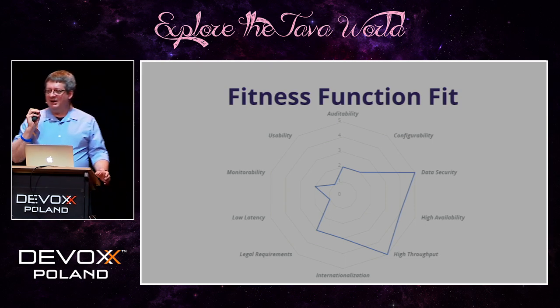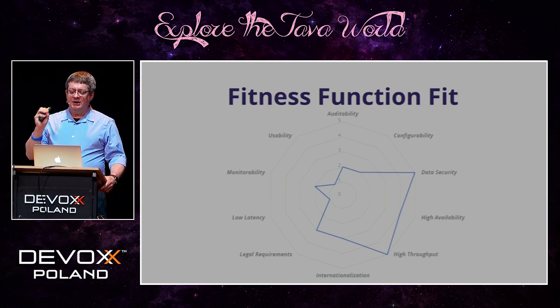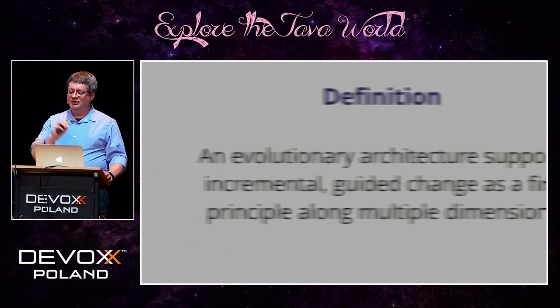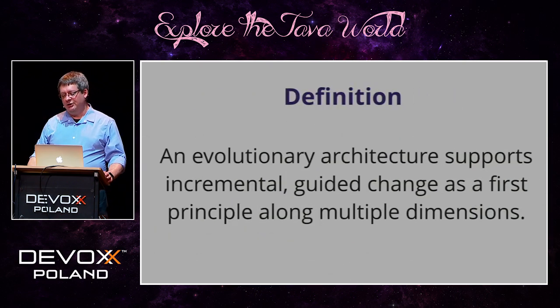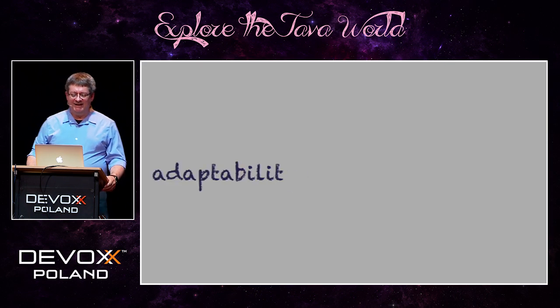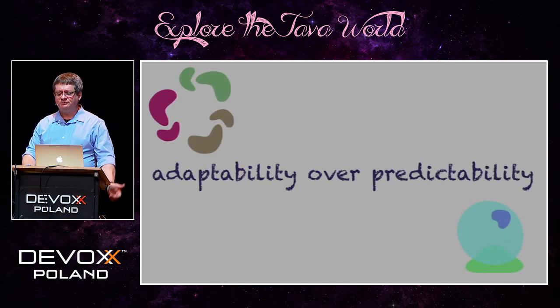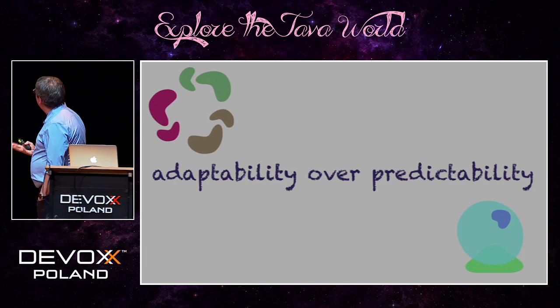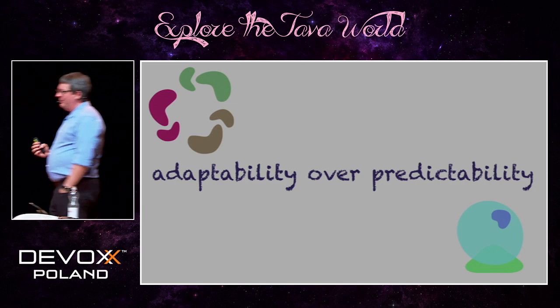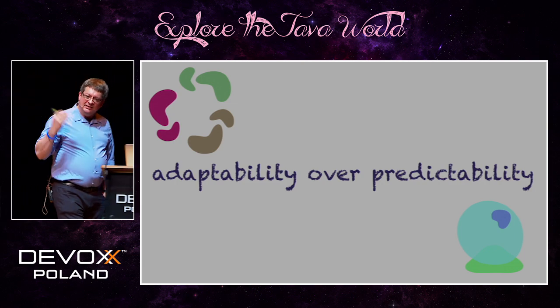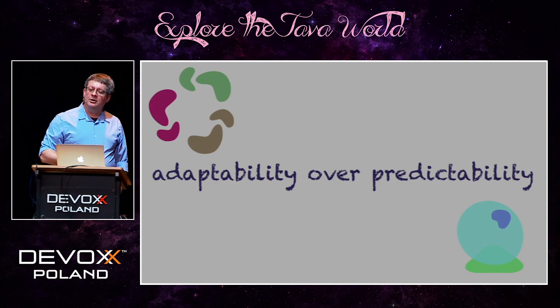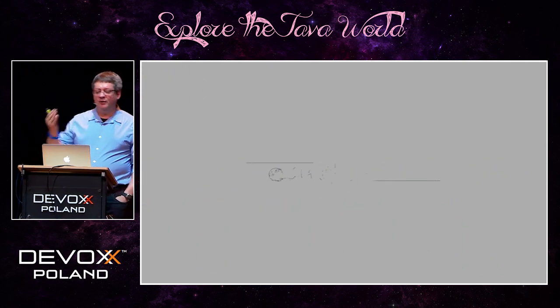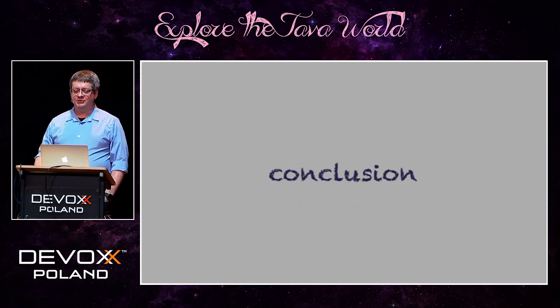These are things that you can write tests for to verify, does my architecture still do these things that I need it to do? Does it still fit these criteria? That's this idea of an evolutionary architecture. And really what we're trying to build is this idea of adaptability over predictability, and make adaptability an ility in architecture just like scalability and all the other ilities in architecture.